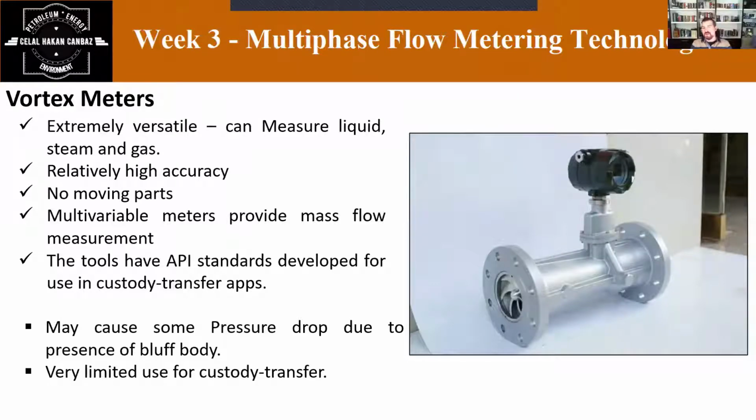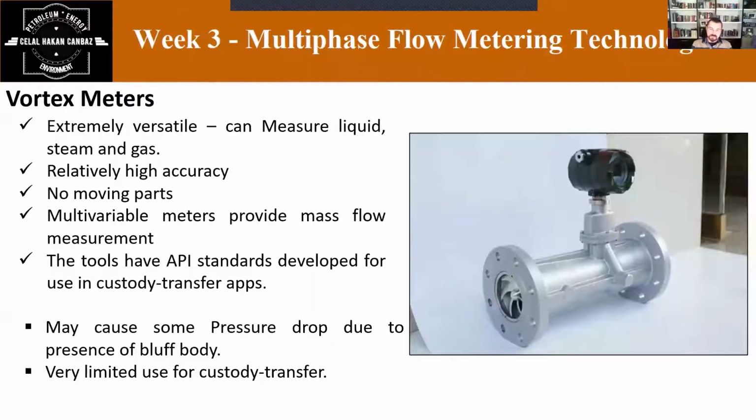These vortex meters are extremely versatile, can measure liquid, gas, and steam. It gives relatively high accuracy compared with the others. It doesn't have moving parts, so it has a simple design. This is a very good advantage. Also, multivariable meters provide mass flow measurement. The tools have API standards developed for the use of custody transfer. This is an important one because when you use these standards, you decrease the risk of having any problem on your device. So this is a good one.